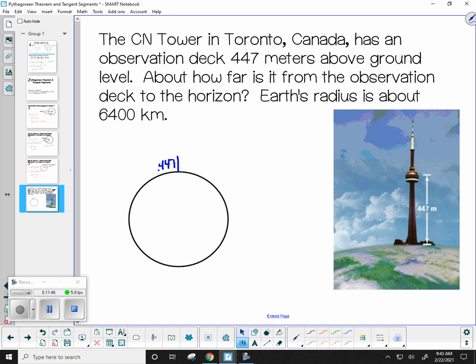Now, you're on top of this observation deck here. You're looking from there to the horizon. So what's happening is you created a tangent. When you see the horizon, you created this tangent. So if I were to draw in the radii, what's going to happen is then I can create a right triangle. So I end up creating a right triangle with a tangent and a radius.